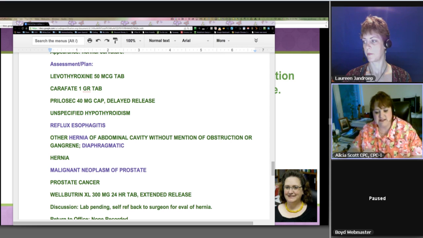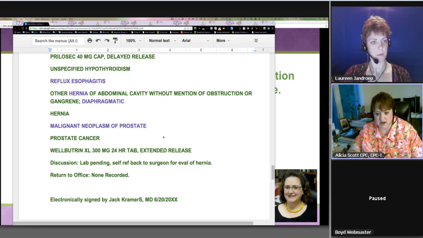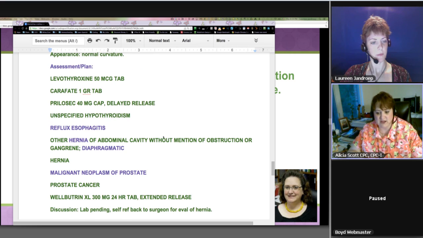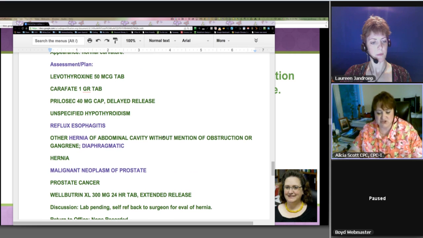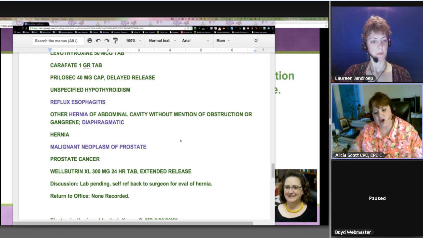And then, look, he starts his diagnoses. We have unspecified hypothyroidism. Well, that's why they're taking the levothyroxine. We have reflux esophagitis, which is GERD, and that's the Carafate and the Prilosec. And then we have a hernia. It says other hernia of the abdominal cavity without mention of obstruction or gangrene. Very important that it says without mention of obstruction because that changes the code.